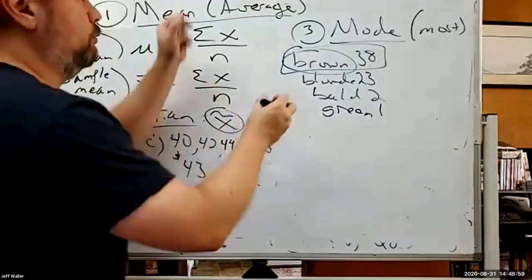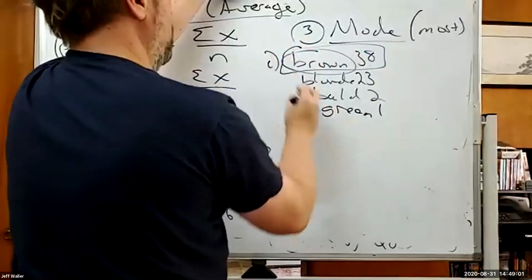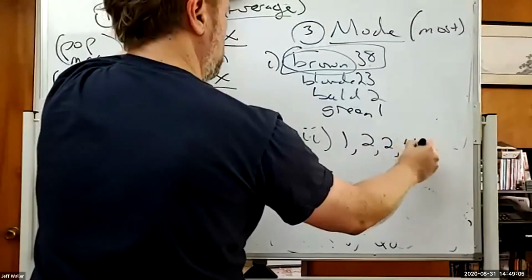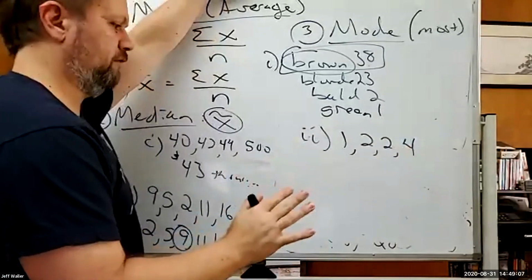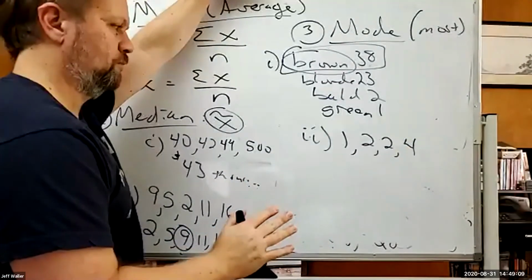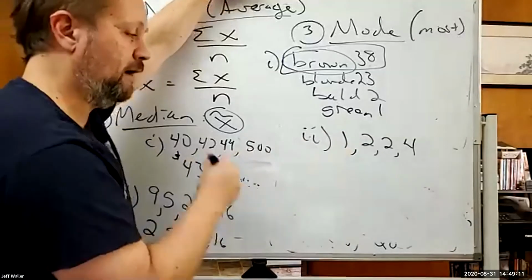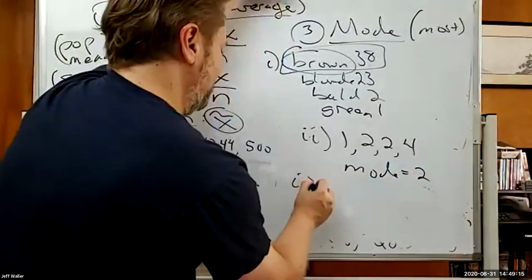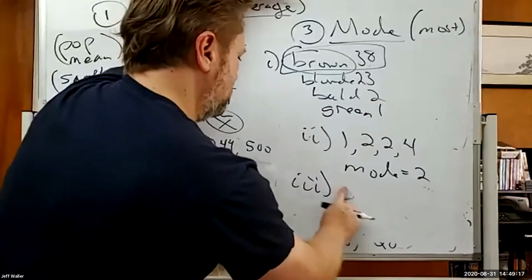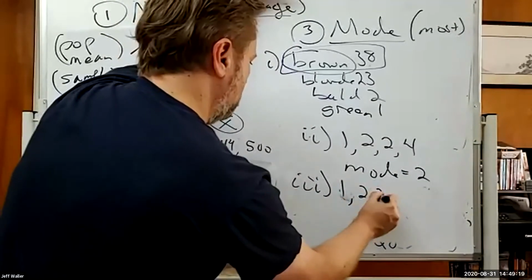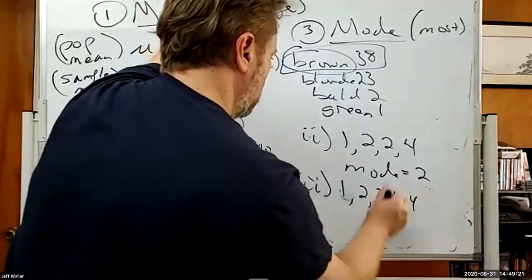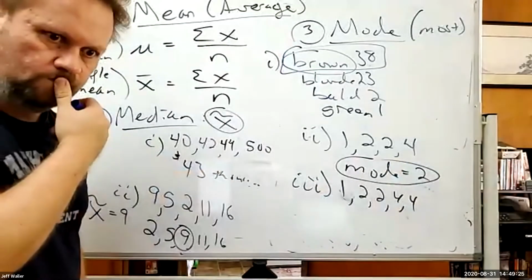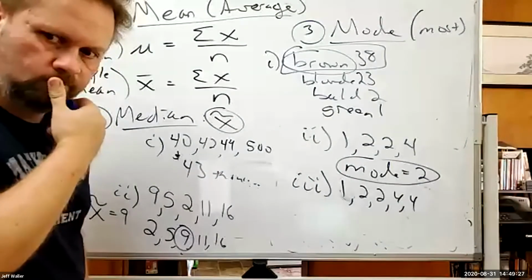Now, obviously, it works with numbers too. What's the mode here? Amazingly enough, what's the mode? 2. And then what's the mode here? The mode there is 2. What's the mode in number 3? 2 and 4.